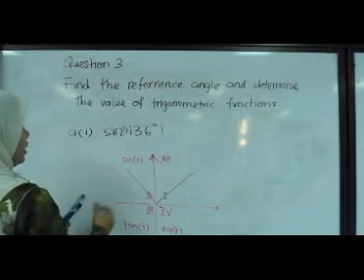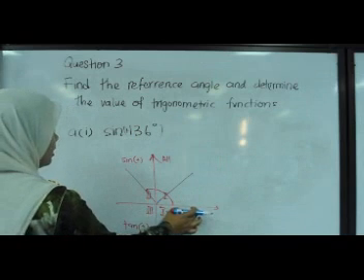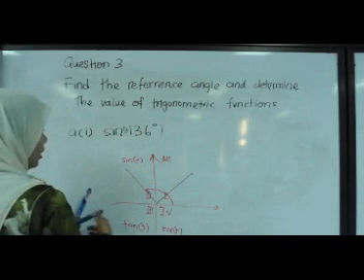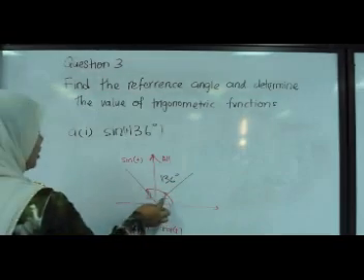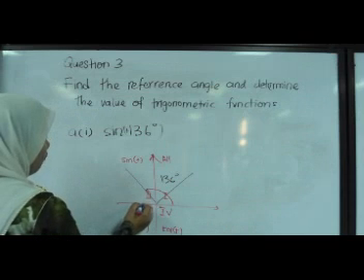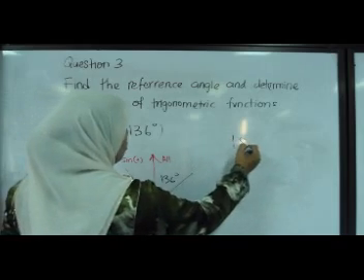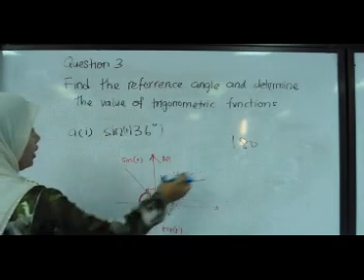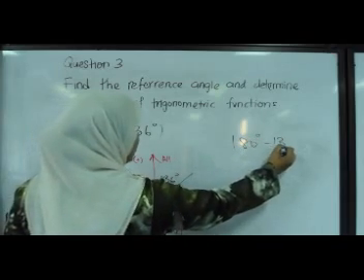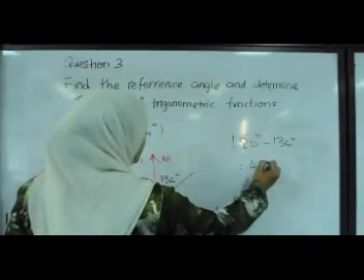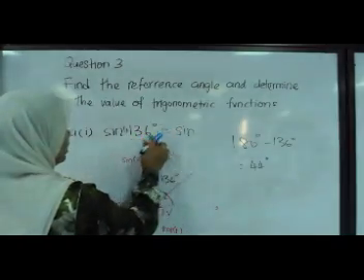So 136 degrees is the angle from the x-axis to the line joining. So how to find the reference angle? The reference angle is the angle between the x-axis and the line joining. As you know, from this one to this one is 180 degrees. So 180 degrees minus 136 degrees, you will get 44 degrees. So sine 44 is the reference angle for sine 136 degrees.